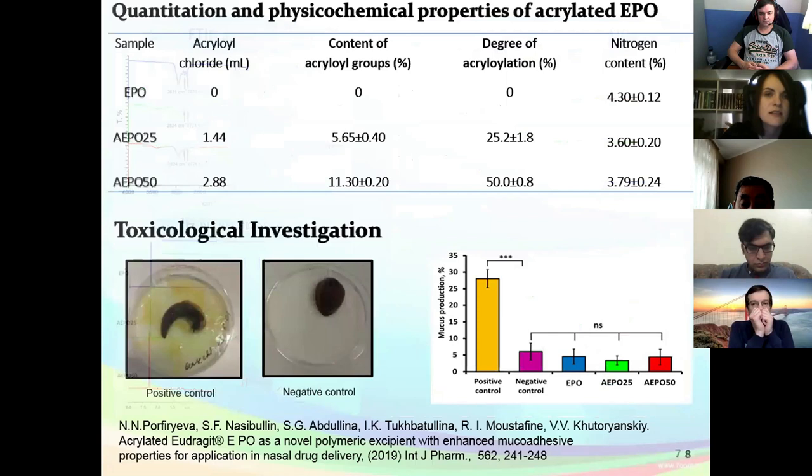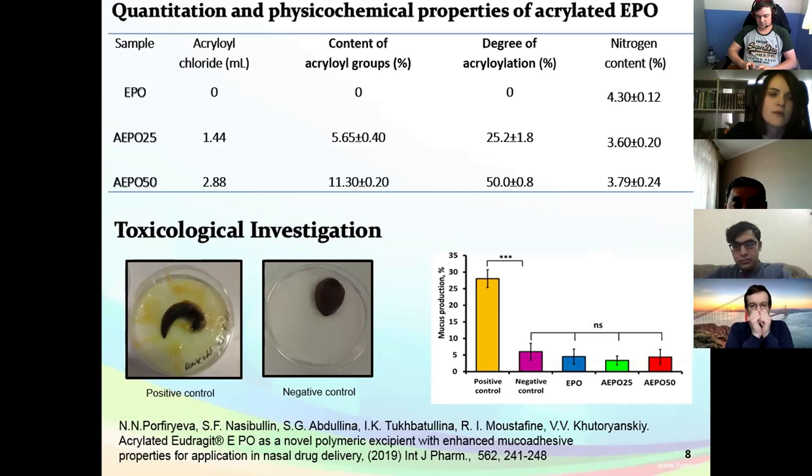In the next step, we investigated the degrees of acrylation of EPO using back permanganometric titration. Parent EPO contains 22.6% of quaternary amino groups. According to this, the modified polymers should have 5.65 and 11.30% of acryloyl groups. These numbers are confirmed by back permanganometric titration. For investigation of toxicological properties of modified polymers, we use the slug mucosal irritation test.